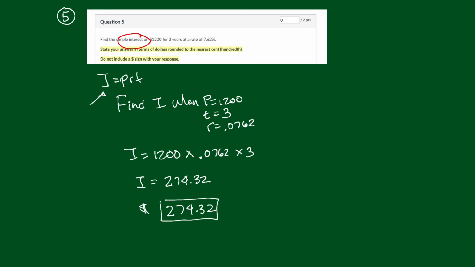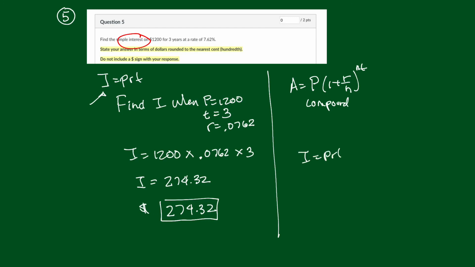Okay, so let's see. I'm not sure how you got the 1474. Anyway, this is how I would do it. This whole section deals with these two formulas. The whole section deals with this compound interest formula, which is P times 1 plus R over N to the NT, and this is for compound interest. And for simple interest, I equals PRT. That's the formula for simple interest.